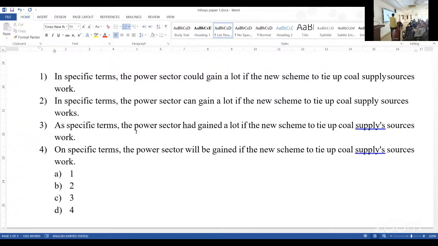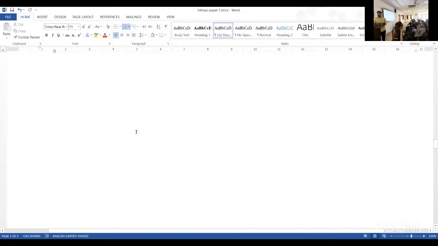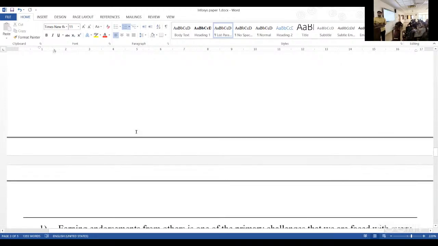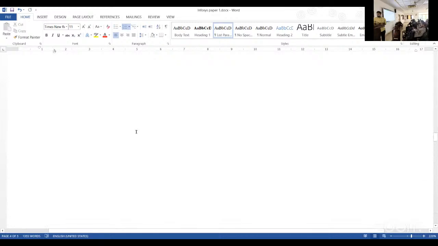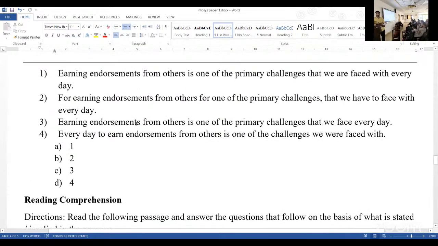For this sentence, power sector can gain. This is the subject. Second, what happened? Okay. Next one. I think this is easy.